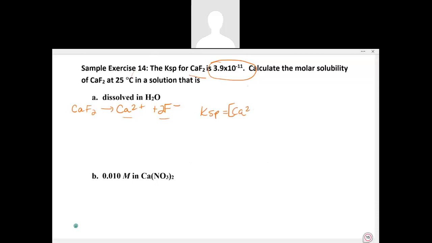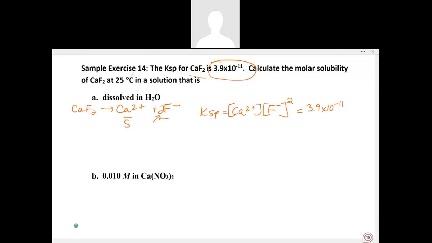So that will look like this here. We have our molar concentration of calcium ions, and then here we're going to have our molar concentration of fluoride ions, and we know we need to raise this to the second power because of that coefficient. And we know that this is all equal to 3.9 times 10 to the negative 11. So let's see what happens here.